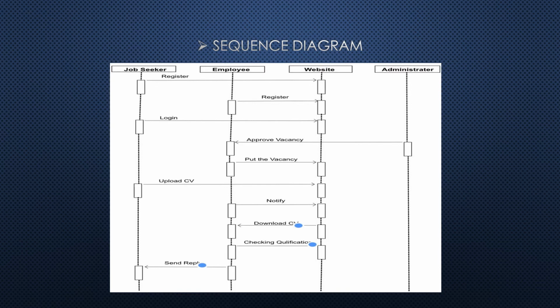Okay, last but not least from me, this is sequence diagram. Okay, so when the job seeker registers and logs into the system, they can get into the website. They can also send reply email that they get from the employer.